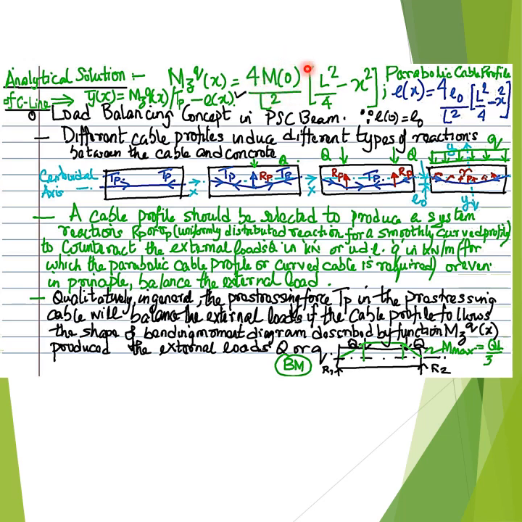wherein the notation M at 0, that is notation M with the argument 0, representing the bending moment at the midspan, the coordinate x equal to 0, in terms of the coordinate axis illustrated in one of the earlier slides for the pre-stressed concrete beam considered in the solved example presented in an earlier lecture.